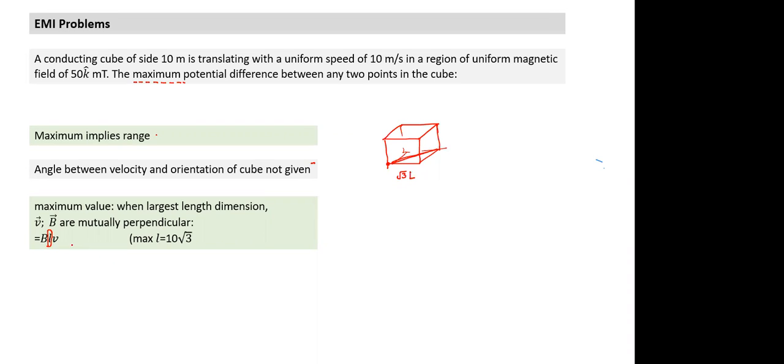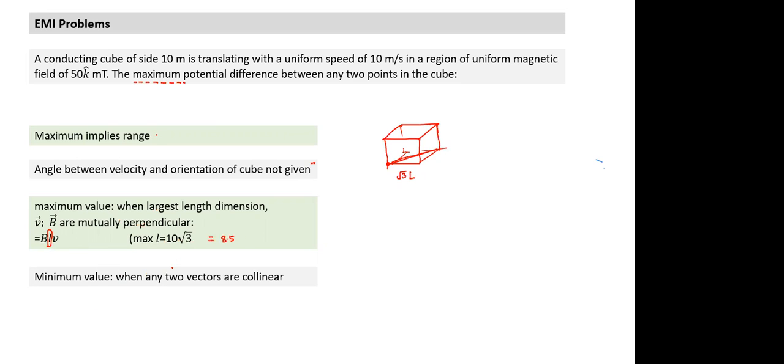So what is the maximum value of EMF when all three are mutually perpendicular along the body diagonal? In that case, we can substitute L as 10 root 3. So what does the maximum value come to? I calculate it comes to something like 8.75.